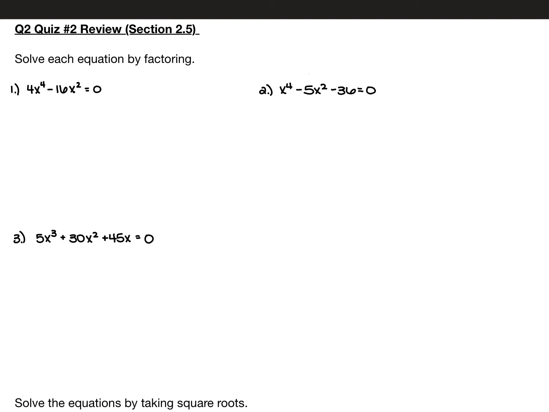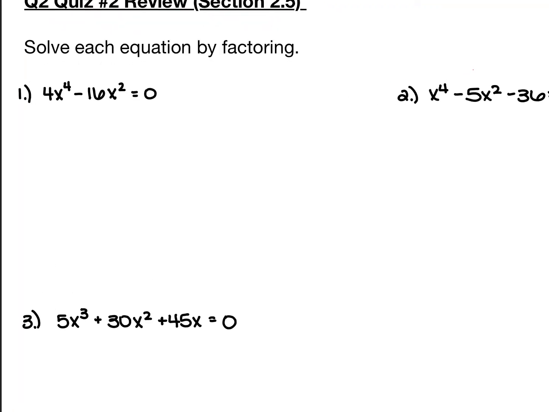For number 1, you are solving the equation by factoring. You have 4x to the 4th power minus 16x squared. You do have a greatest common factor with these 2 terms. The greatest common factor is 4x squared. So we factor that out first to give us 4x squared times x squared minus 4 is equal to 0.